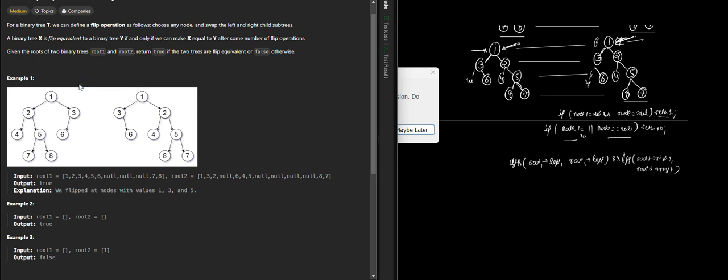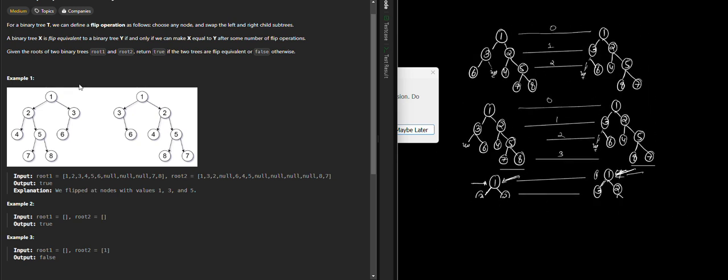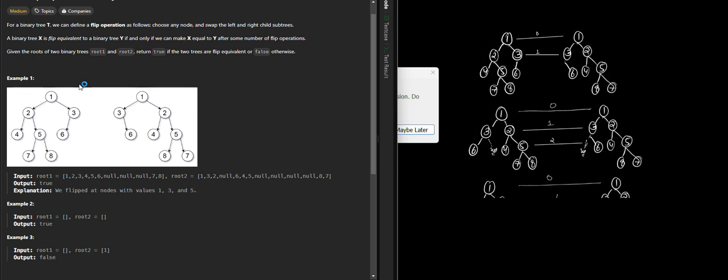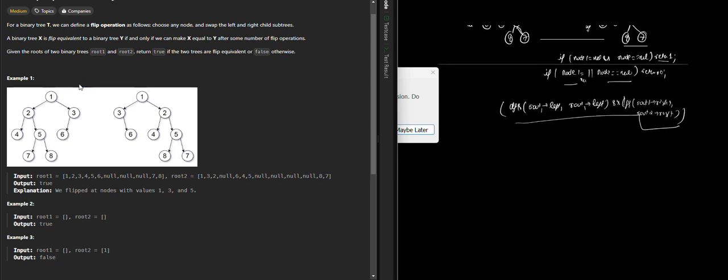We check root 1's left with root 2's left, and root 1's right with root 2's right. If this condition is met, that means both trees are equivalent. Otherwise there is another condition, for when this first-level check is not met. Here the values are 2 and 2, and we need to check left or right: root 1's left with root 2's right is also one possible case, and the same with root 1's right and root 2's left.